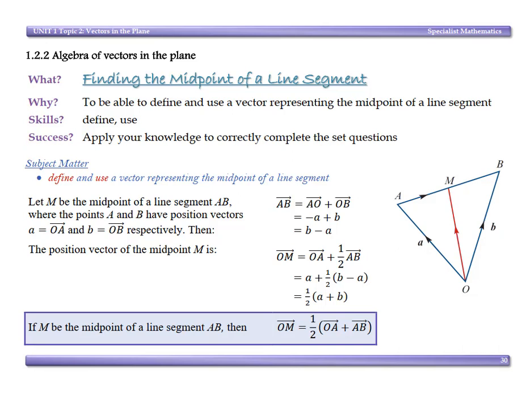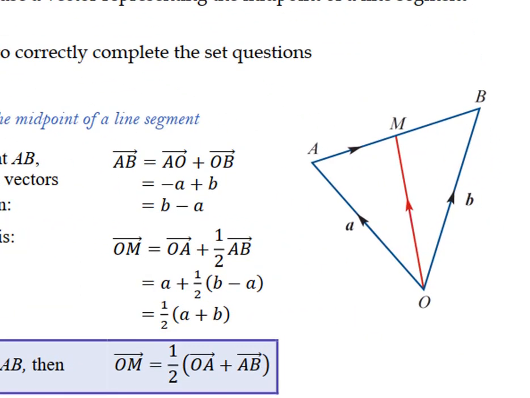This video explains how to find the midpoint of a line segment. Now, if we look at the diagram, it says M is the midpoint of line segment AB. So here's our M. Because it's a midpoint, we know that this length here equals that length there. So the magnitude of AM equals the magnitude of BM.